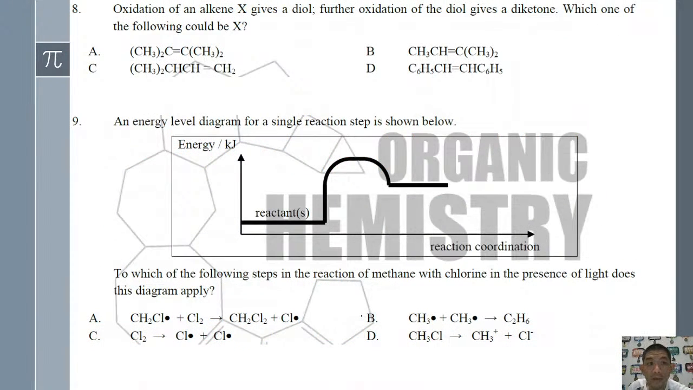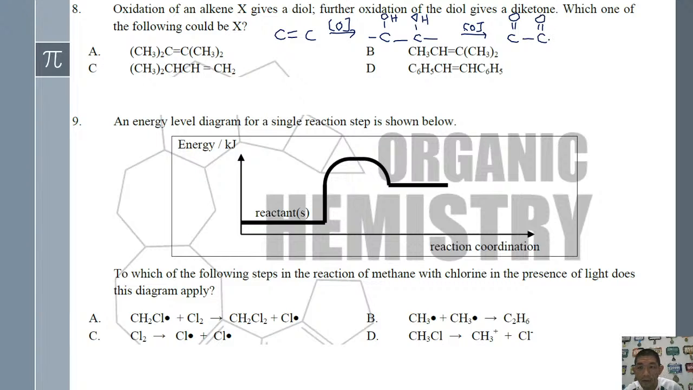As for question number 8, oxidation of the alkene gives a diol. Further oxidation of the diol gives a diketone. Which of the following could be X? In other words, your alkene must have a C double bond C. On first oxidation, I use bracket O even though it's not really appropriate, it first forms a diol. And then further oxidation of the diol will give a diketone.